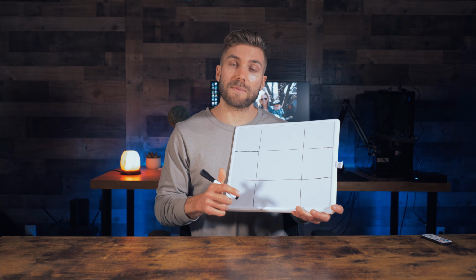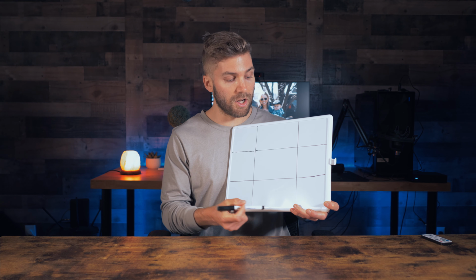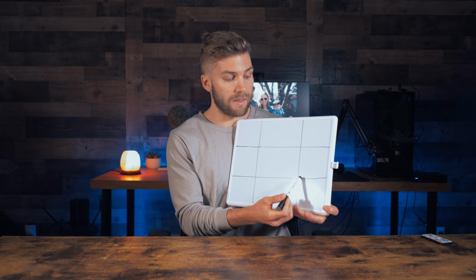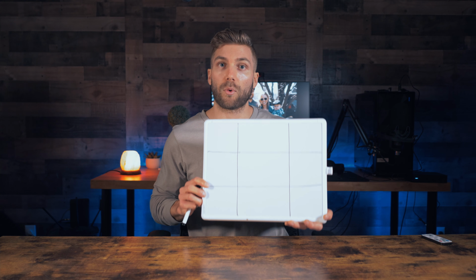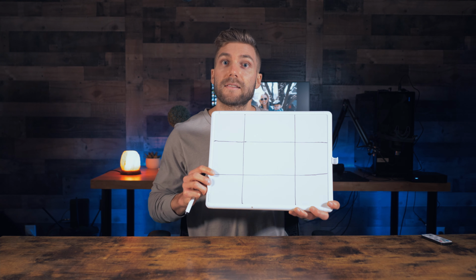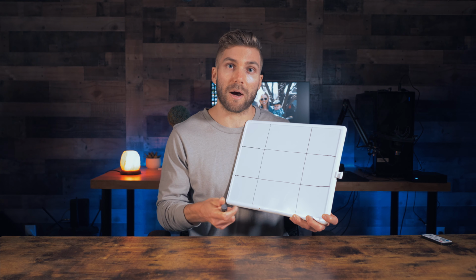Now, I call this method the anchor method because what you're going to do is basically put your foreground element either on this lower intersection point or this one. And that foreground is going to anchor the scene for your focal point, right? It's going to act as an anchor in either the bottom left or the bottom right.